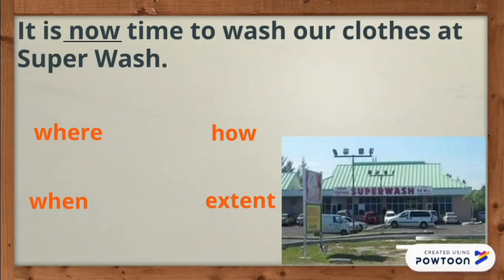Next sentence. It is now time to wash our clothes at Superwash. The underlined word is now. Very good. Now, what does now tell us? Does it tell us where, when, how, or to what extent? Very good. Fantastic job, boys and girls. I think you got it now.